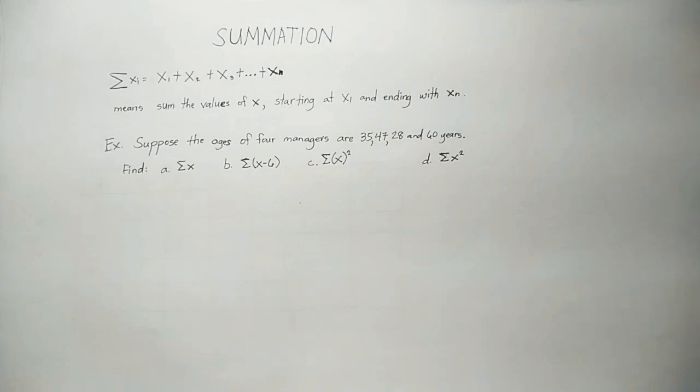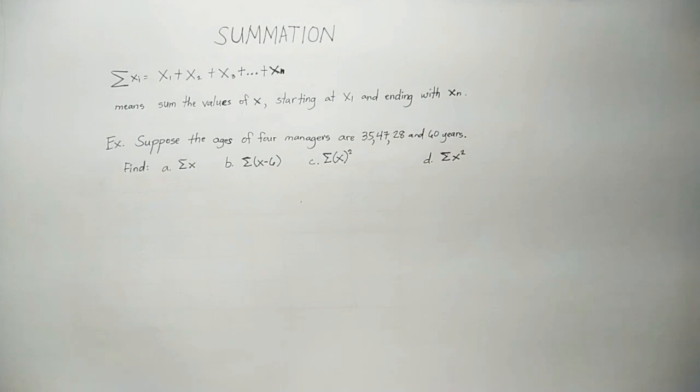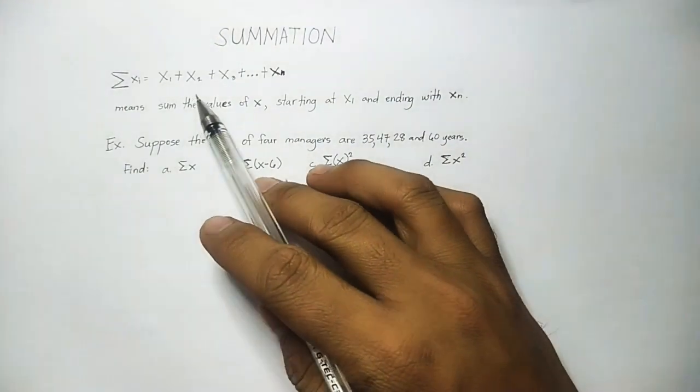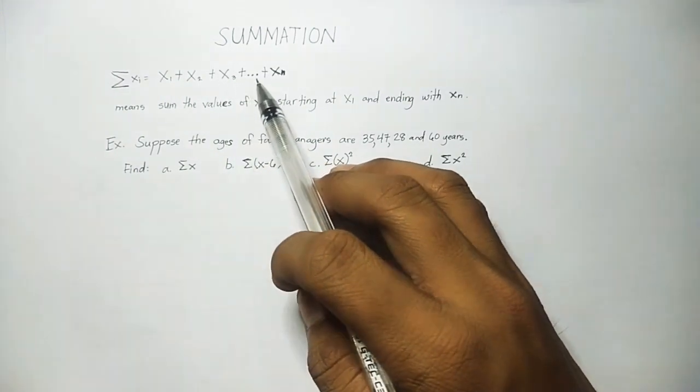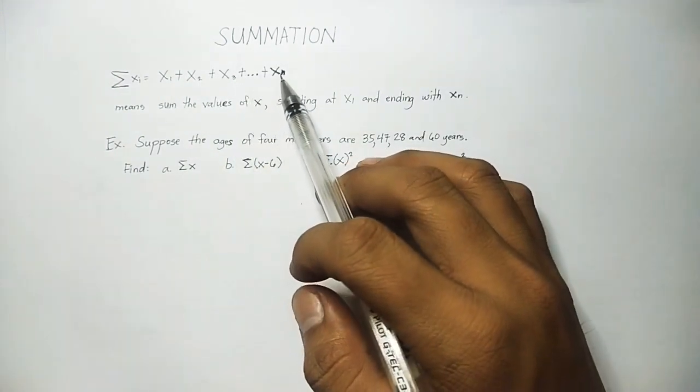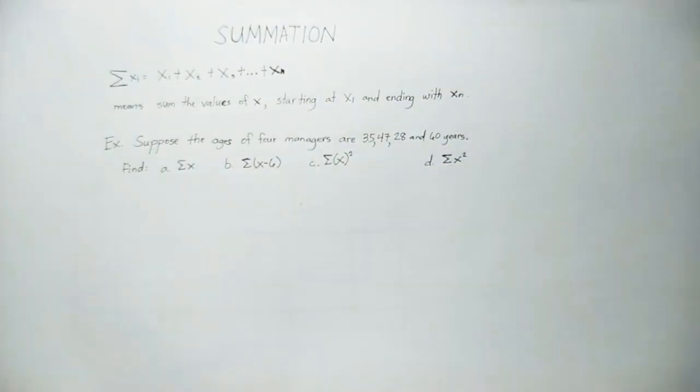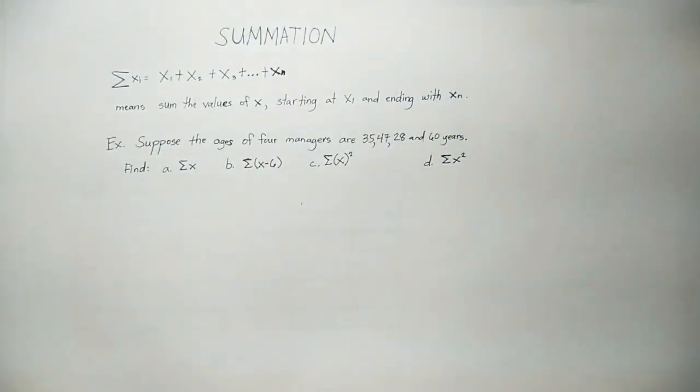Okay, here's the formula. Given that summation of x sub i is equals to x sub 1 plus x sub 2 plus x sub 3, so on and so forth until x sub n, o kahit ilan pa yan na given data natin. So, let's have an example here.